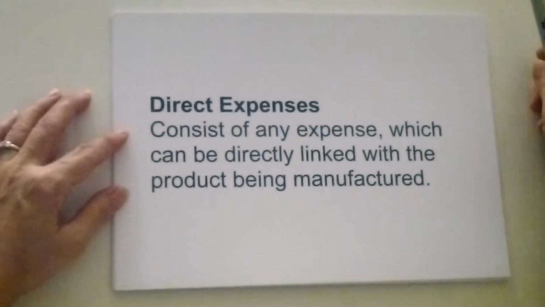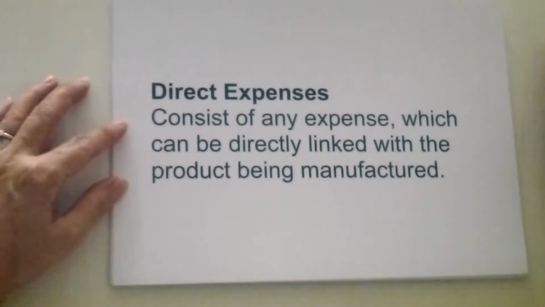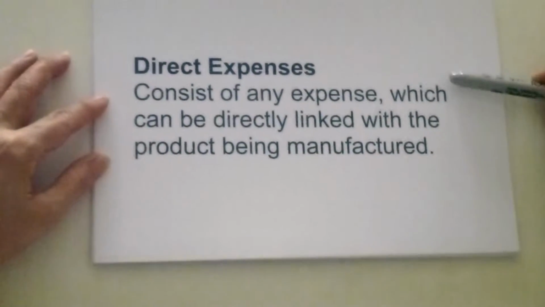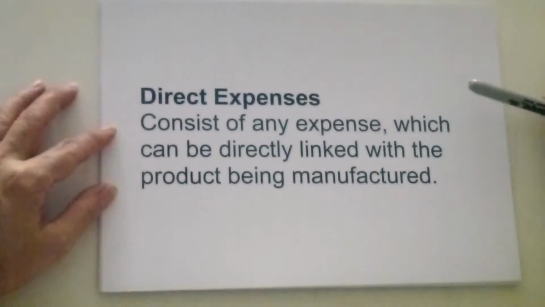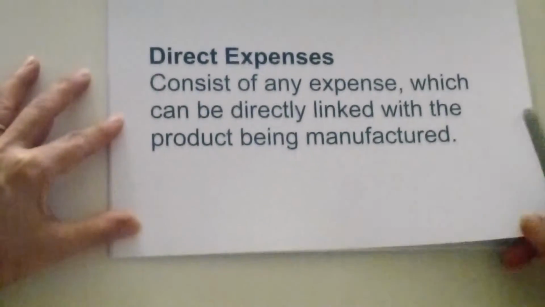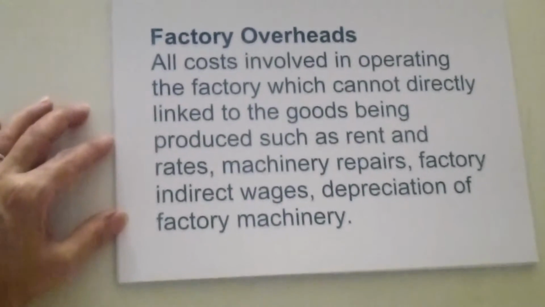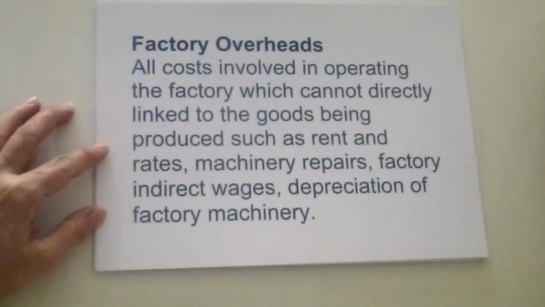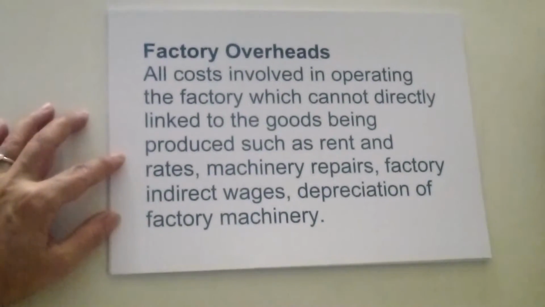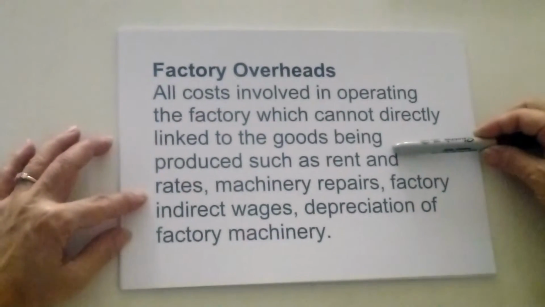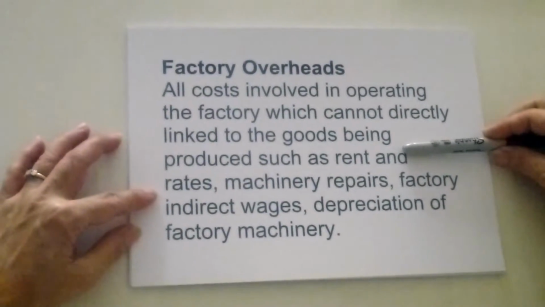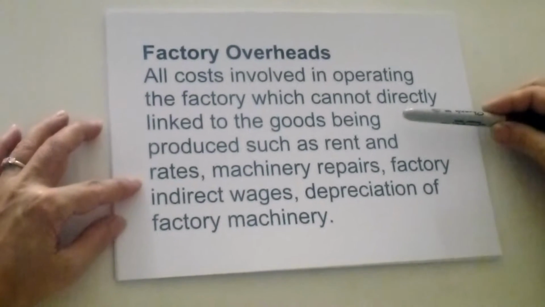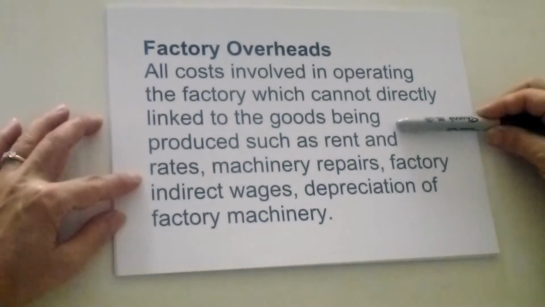Direct expenses consist of any expense which can be directly linked with the product being manufactured, meaning more expenses will be incurred if more goods are produced. Factory overheads are all costs involved in operating the factory which cannot be directly linked to the goods being produced, such as rent and rates, because rent and rates will not change even though your production change, especially in the short run. In the long run, however, all expenses will change.